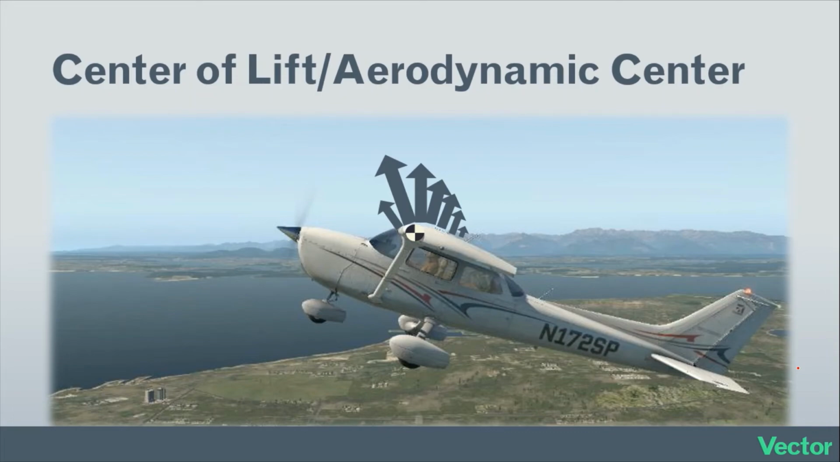Now, if we change the angle of attack and change the way the lift is distributed around the wing, naturally the center of lift is going to change, it's going to move. So generally, if we increase angle of attack and increase the amount of lift, center of lift is going to move forward. And then generally, if we decrease angle of attack and decrease the amount of lift, center of lift is going to move backwards.